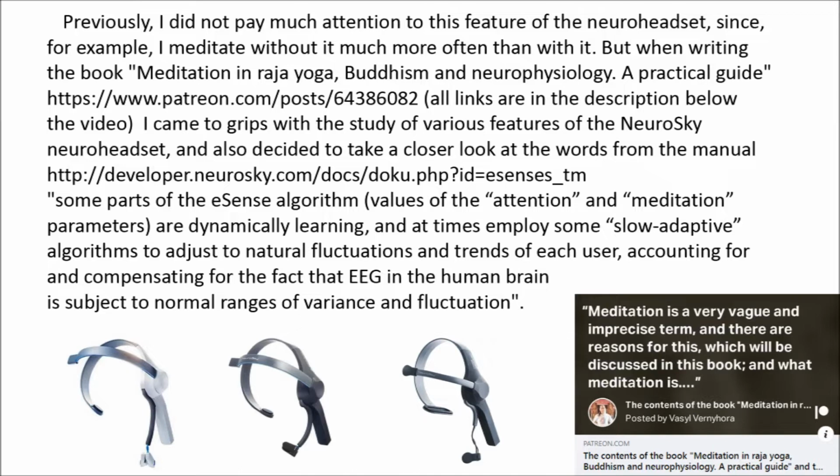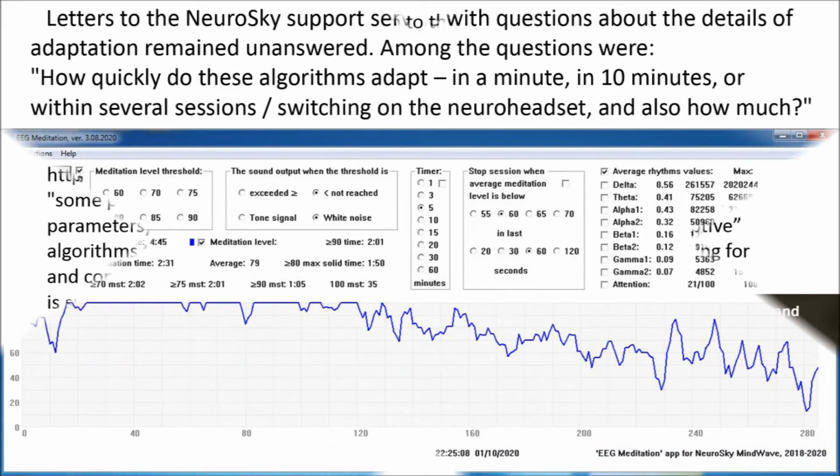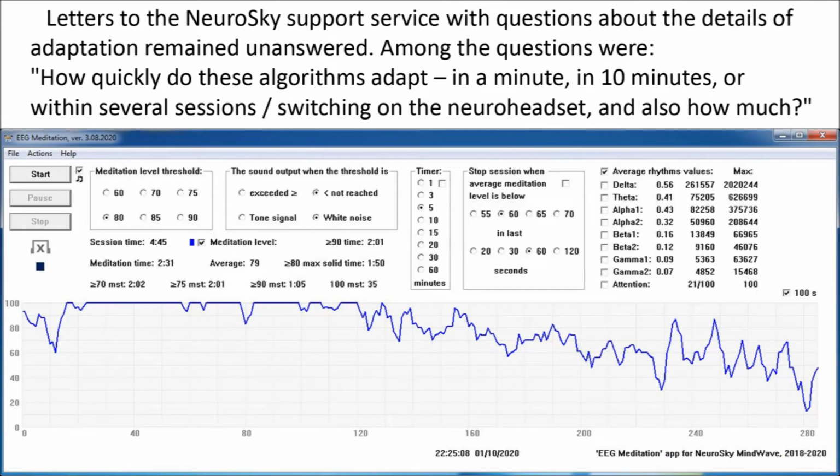"Some parts of the eSense algorithm, values of the attention and meditation parameters, are dynamically learning, and at times employ some slow adaptive algorithms to adjust to natural fluctuations and trends of each user, accounting for and compensating for the fact that EEG in the human brain is subject to normal ranges of variance and fluctuation." Letters to the NeuroSky support service with questions about the details of adaptation remained unanswered. Among the questions were: how quickly do these algorithms adapt, in a minute, in 10 minutes, or within several sessions or switching on the neuro headset, and also how much?